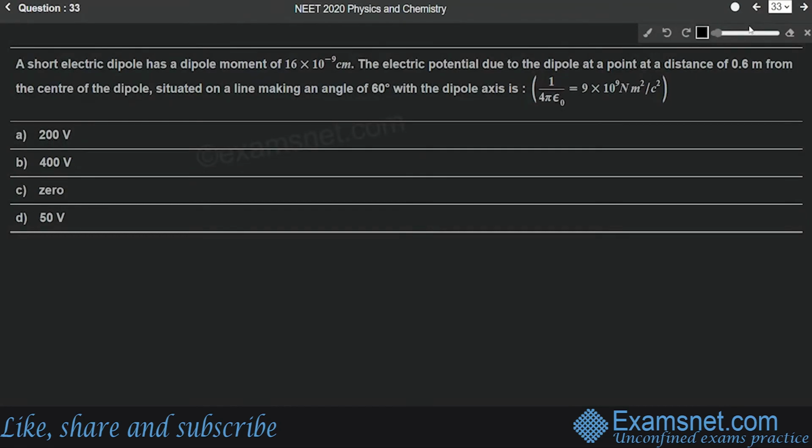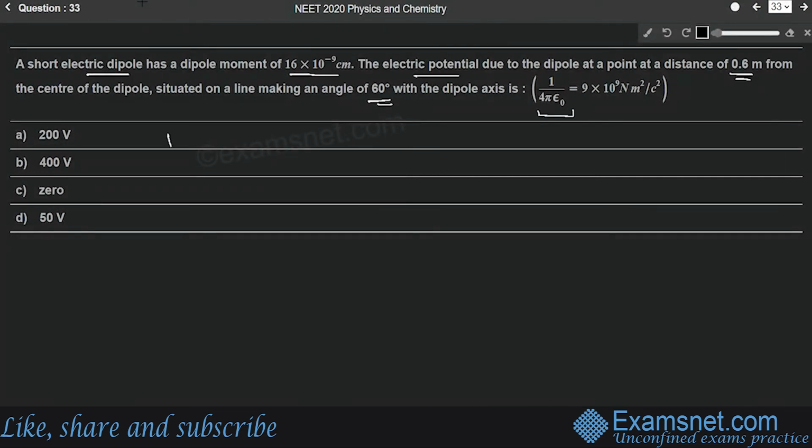Question number 33 is from the chapter Electrostatic Potential and Capacitance, and the question is, a short electric dipole has a dipole moment of 16 into 10 to the power minus 9 centimeter. The electric potential due to the dipole at a point at a distance of 0.6 meter from the center of dipole situated on a line making an angle of 60 degree with the dipole axis is, okay, and the value of 1 by 4 pi epsilon naught is given.